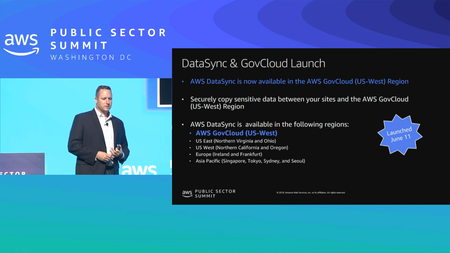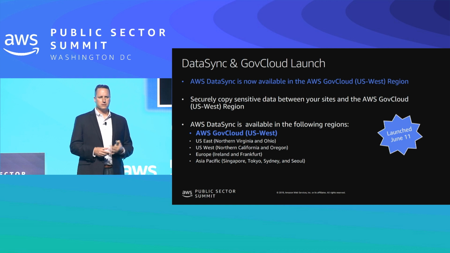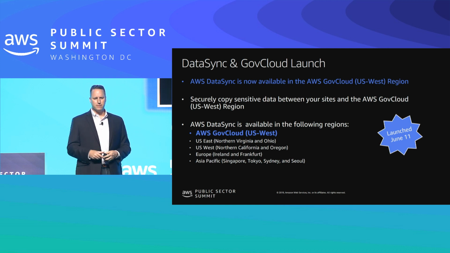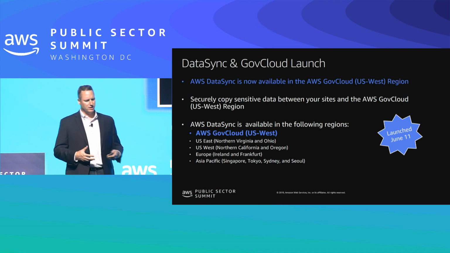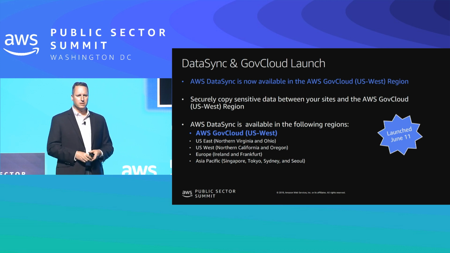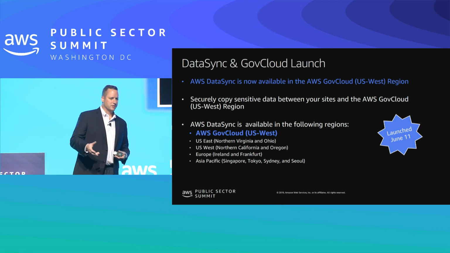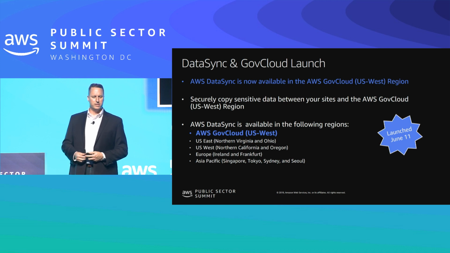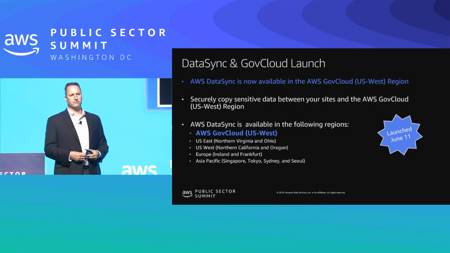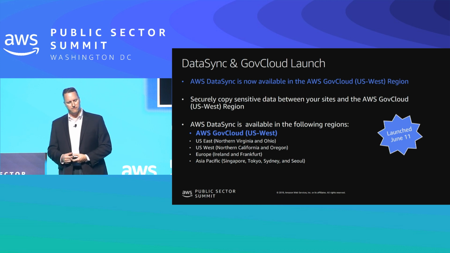One of the things I wanted to point out today is that as of yesterday in Teresa's keynote speech, you may have missed it because it was briefly mentioned, but DataSync is one of the services that's now available in AWS GovCloud in the West region. So that's a big timely launch for us, just launched yesterday. So now you have the ability to securely copy sensitive data between your sites and AWS GovCloud in the West region.